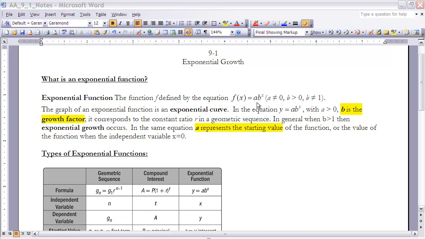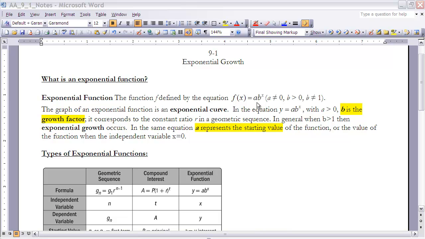This is the notes for section 9.1, exponential growth. If you haven't done so already, make sure you pause the video and read the section before continuing on with this video. So first of all, let's take a look at what an exponential function is.